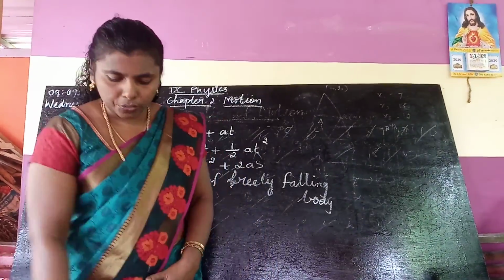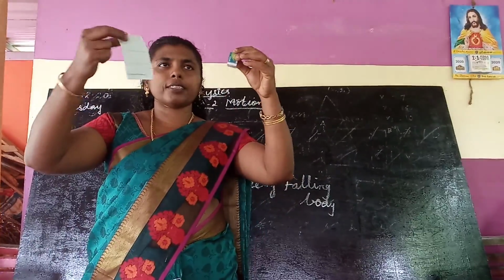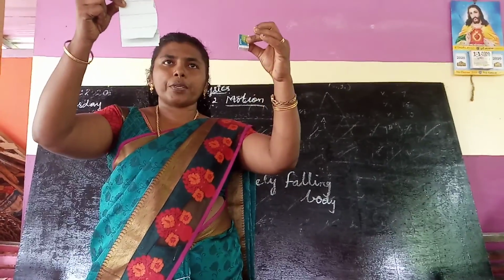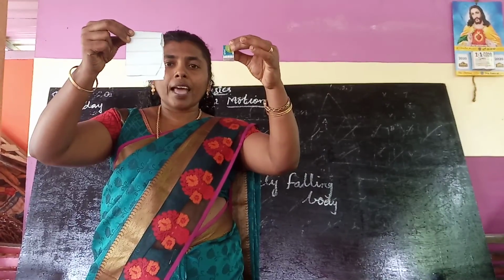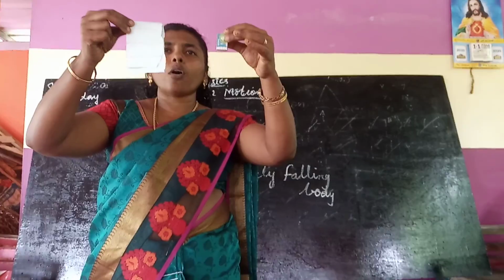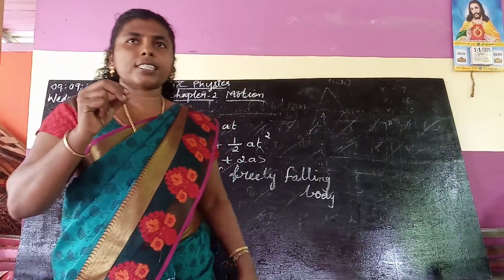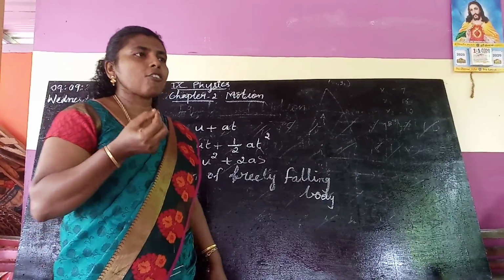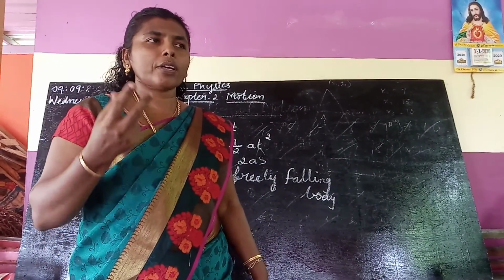Now, the next activity, an eraser and a piece of paper. All of you know these. I am also dropping these at the same time from the same height. Now, what happens? Let's watch. First, the eraser falls down. After that, the piece of paper. Do you know what's the reason?